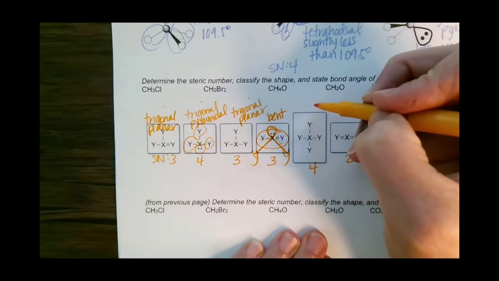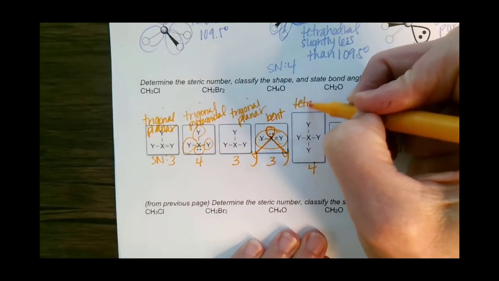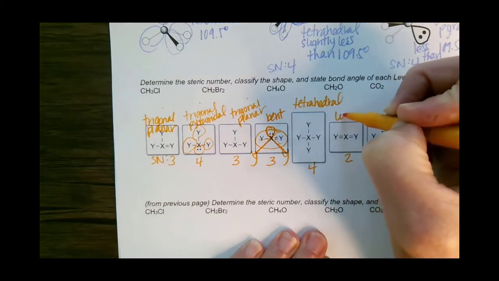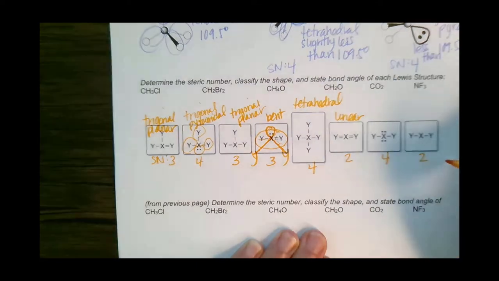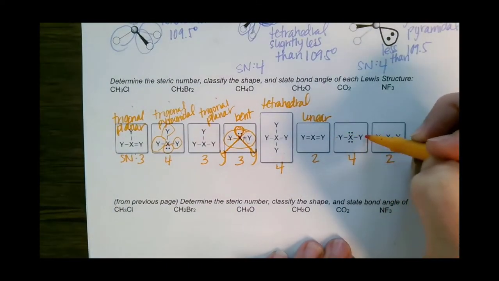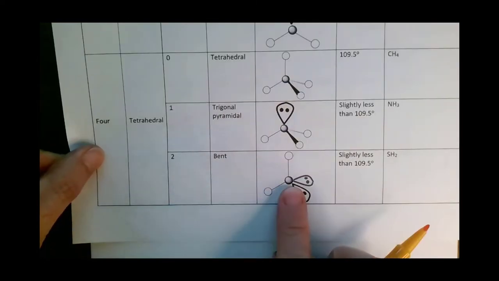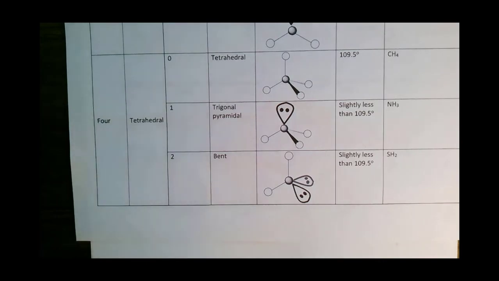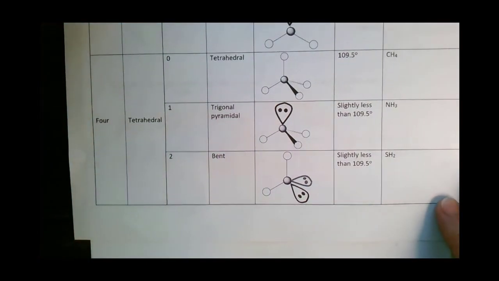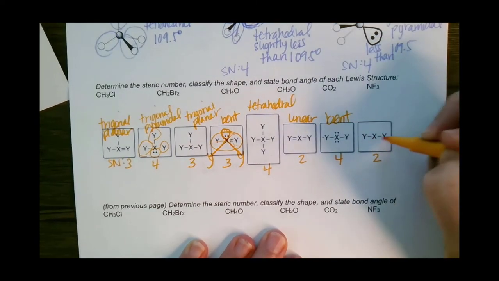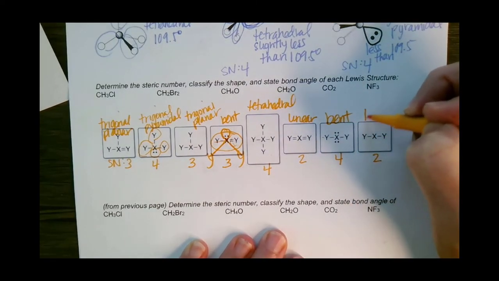Here we've got 4 with no lone pairs, so this is a tetrahedral. 2 is going to be linear. 1, 2, 3, 4 with 2 lone pairs. 4 with 2 lone pairs is going to be bent. And then just 2 is going to be linear.